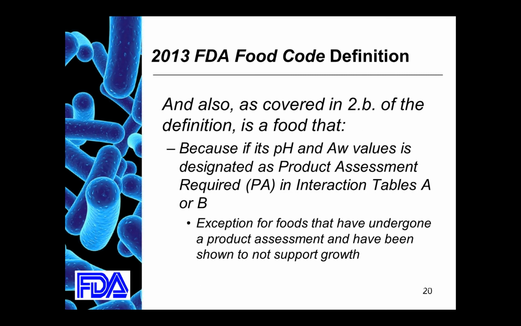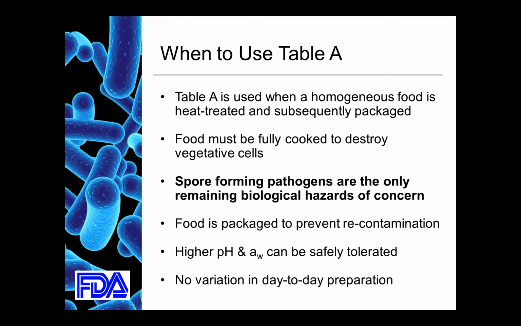And any other food that has a pH or water activity that comes out in Table A or B, which I'll show you in a minute, as needing product assessment or not needing time temperature control to be safe. And I'll show you a couple of tables that you'll see in the food code. It's not probably something that you would use, but it's the thought process behind how they're set up that I think can be extremely useful when you're looking at a food service operation.